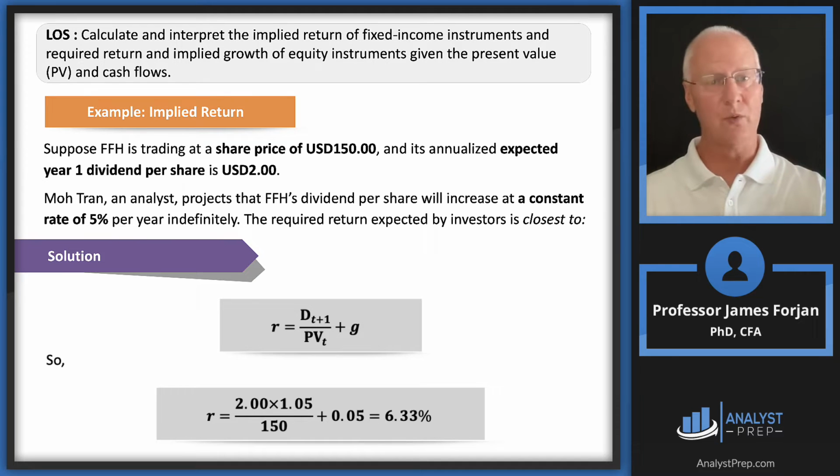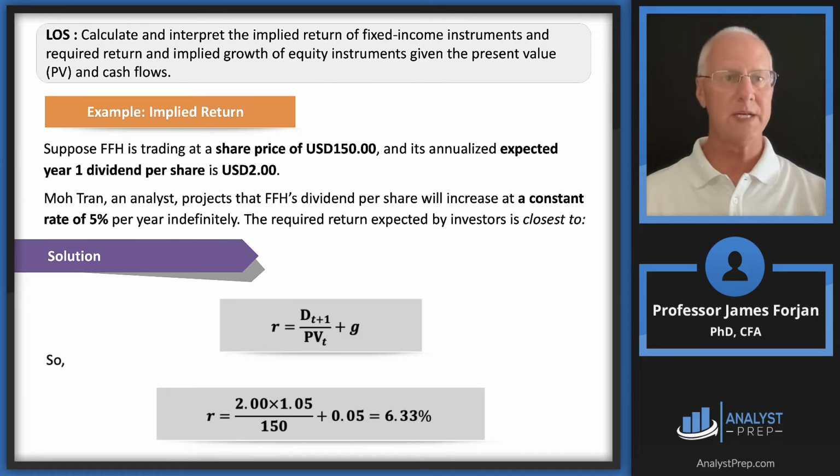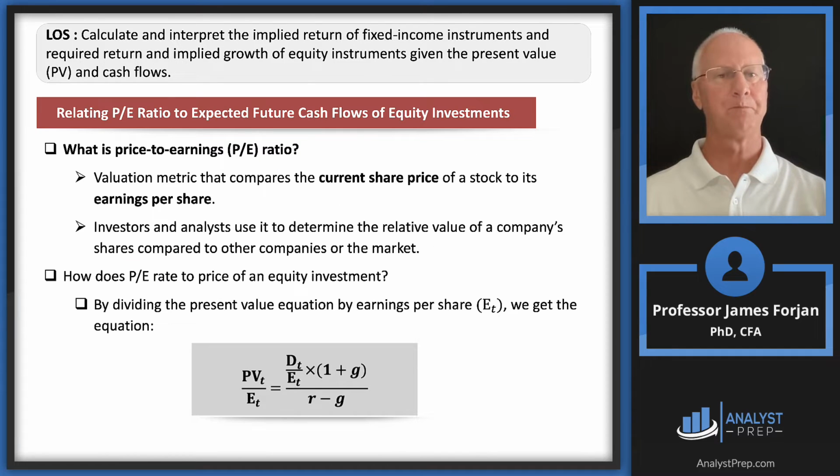Let me just caution you once again, whenever you use the Myron Gordon growth model, you need to use the decimal form of the interest rate. So add 0.05, and you get 6.33%.